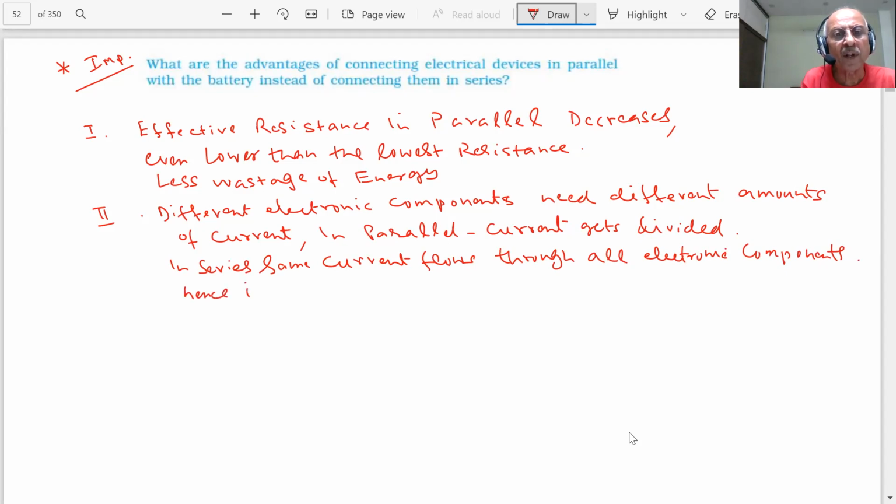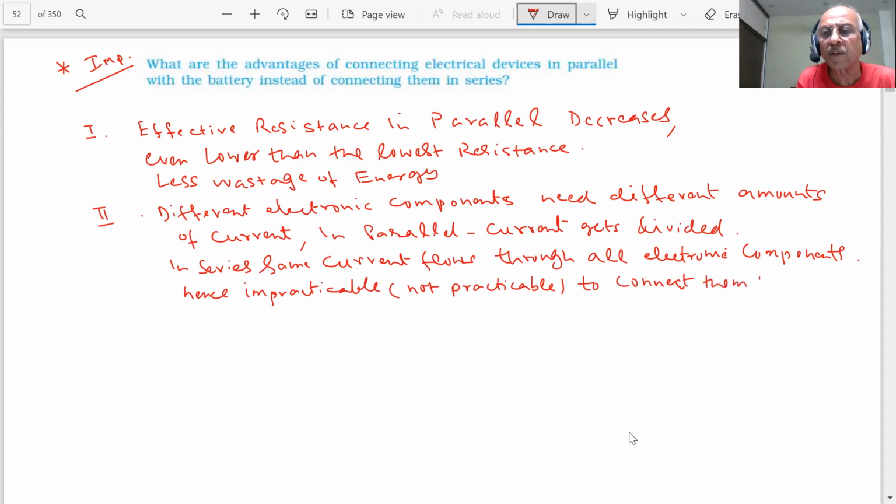Hence, impracticable, not possible, impracticable, not practicable, okay? To connect them in series, students.